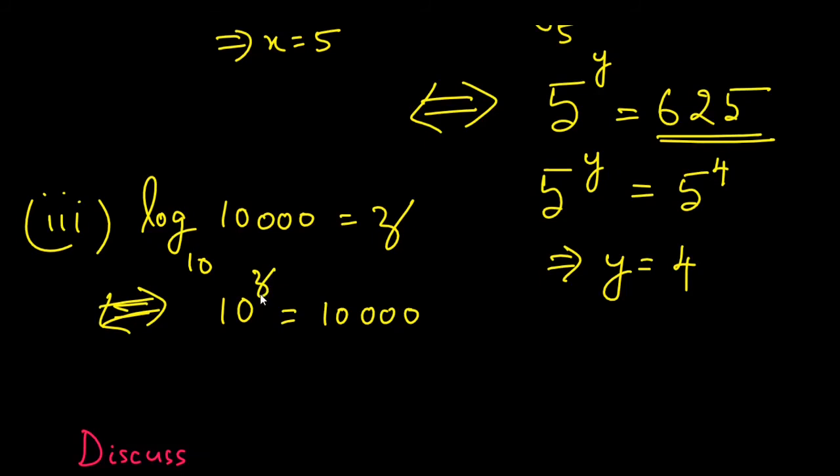Now we have to solve for z. In order to compare both sides, write 10,000 as a power of 10. 10 power z is equal to 10 power 4. This implies z is equal to 4.